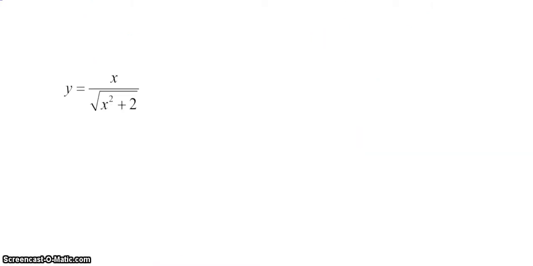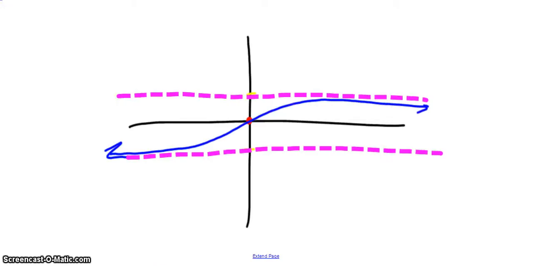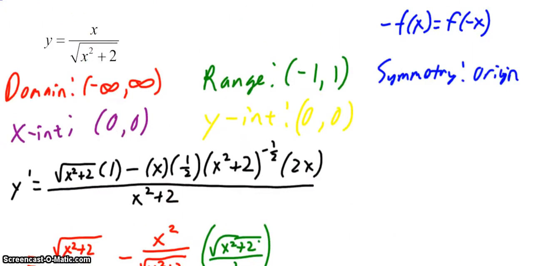Alright, last one. Pause the video, unpause when you're ready to check your work. Alright, so this one should look like this, where we have 2 horizontal asymptotes and an inflection point. There are no maximums or minimums. So how do we get that?